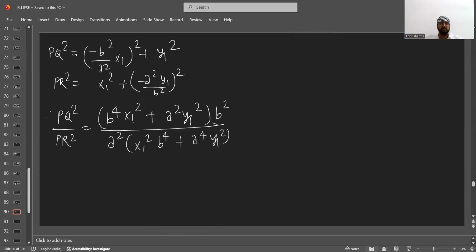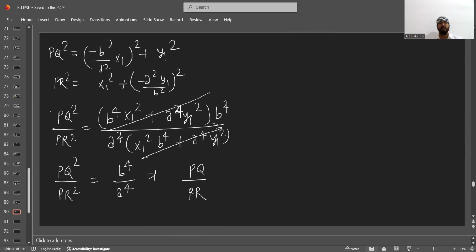So if we see here that this is b4, this would be a power 4 basically. This, when I open this, this is b power 4 into x square, this is a power 4, so I get here a power 4 instead. And here also this becomes a power 4, and this would be b power 4. So that this b power 4 x1 square plus a power 4 y1 square directly gets cancelled. So I'm now left with PQ square over PR square is equal to b power 4 over a to the power 4. So I want PQ over PR. So PQ over PR would be b square by a square.